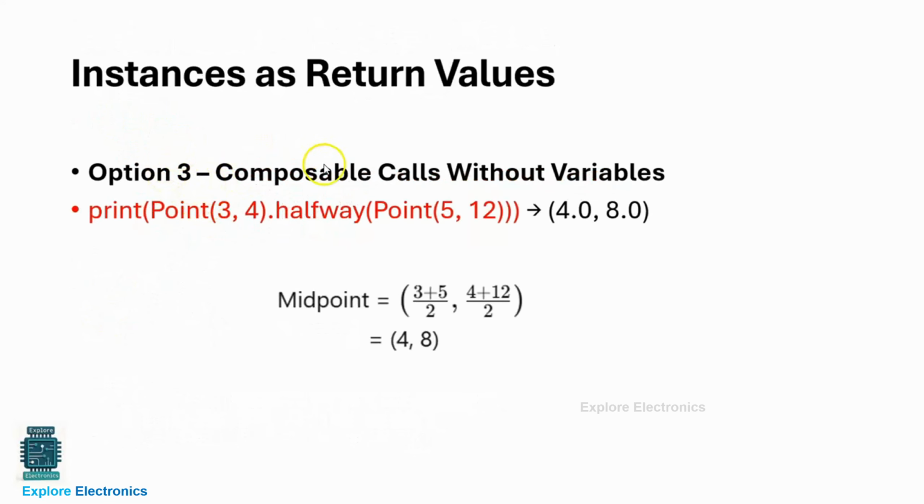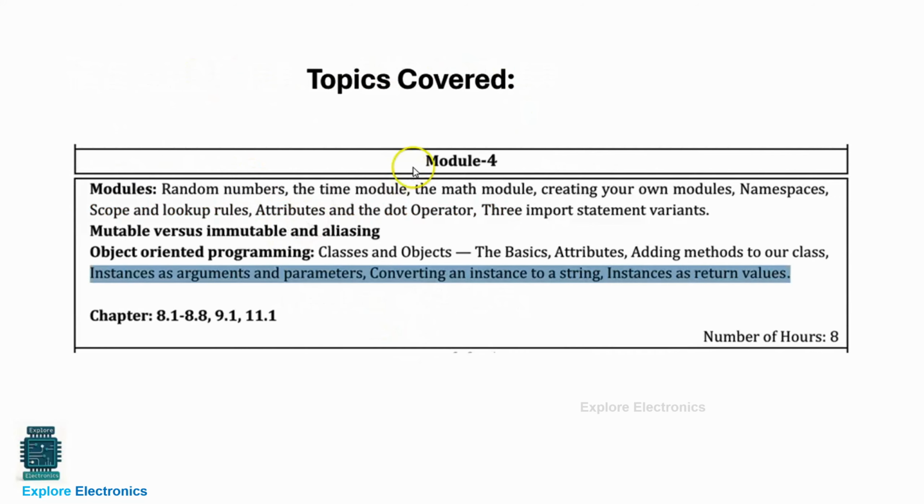And option 3 is composable calls without variables, that is print(Point(3, 4).halfway(Point(5, 12))). Here it will print the halfway point, the midpoint. That is (3 + 5) / 2 and (4 + 12) / 2. It will print the midpoint, and then you will get 4 and 8. Clear with instances as return values with the 3 options? Here completes Module 4.